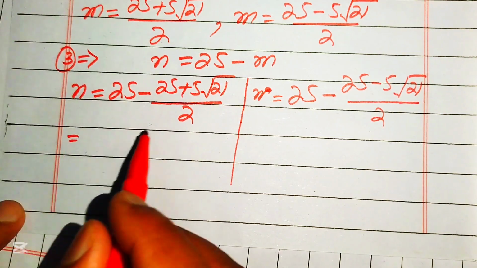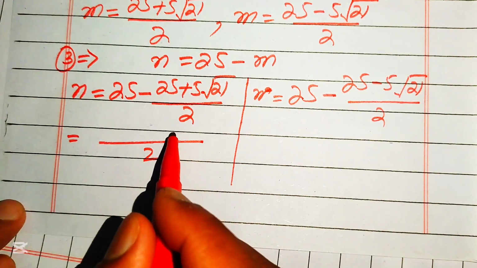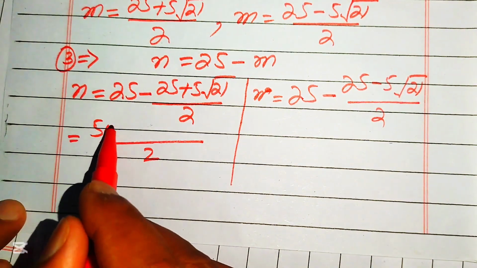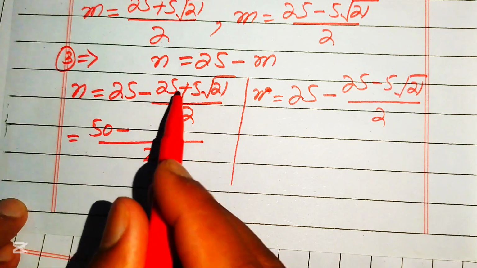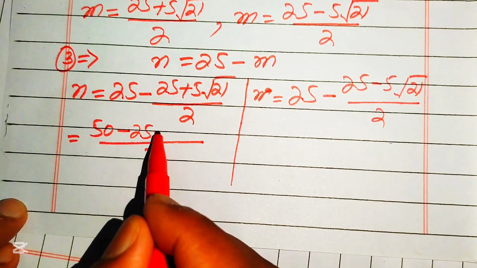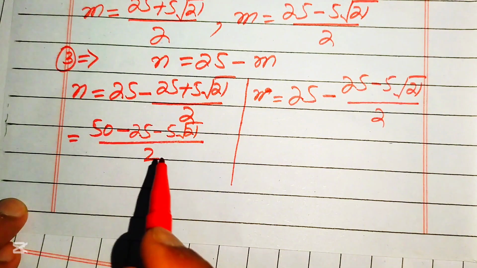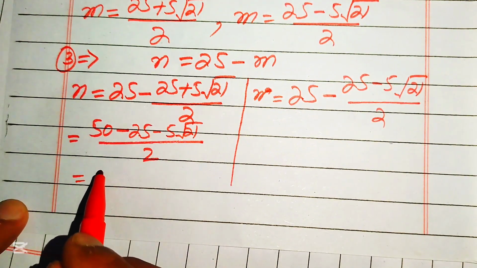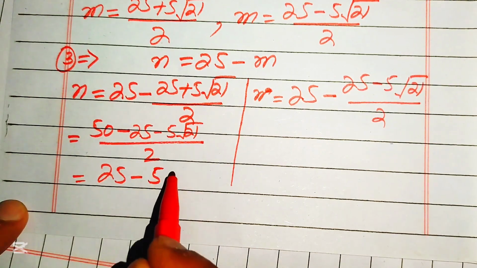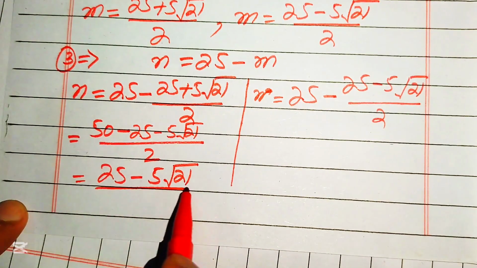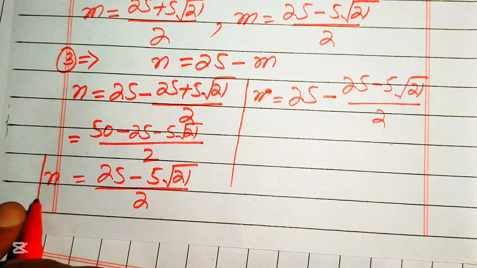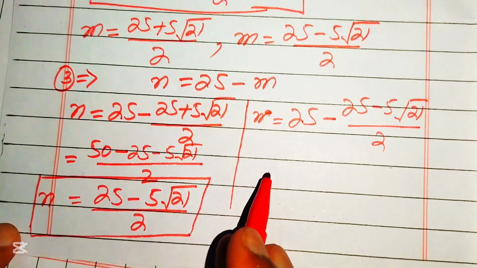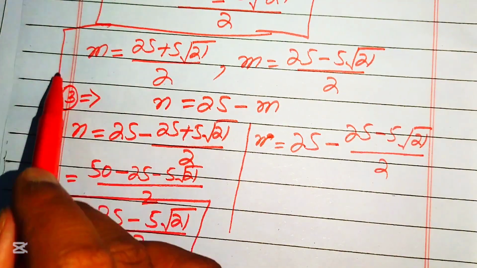So further we need more simplification, and here we need to take the LCM of this term, so that the LCM of this term is 2. So when we multiply this 2 by 25, we will get here 50, and here we multiply this negative sign in both of these values, it will be written as minus 25 minus 5 times of square root of 21. So here we will obtain 50 minus 25 is equals to 25 minus 5 times of square root of 21, and it is divided by 2. So this is the value of n in the second case, having the corresponding value of m is this one.